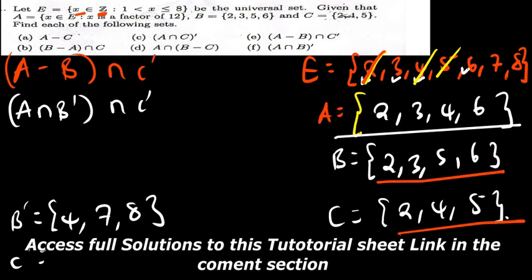What of C complement? C complement, we wrote it, but I have done it, so it's fine. So C complement, here 2 is there, we can't write it. 3 is not there, I'll write it. 4 is there, 5 is there, I'm not going to write it, but 6, 7, 8.